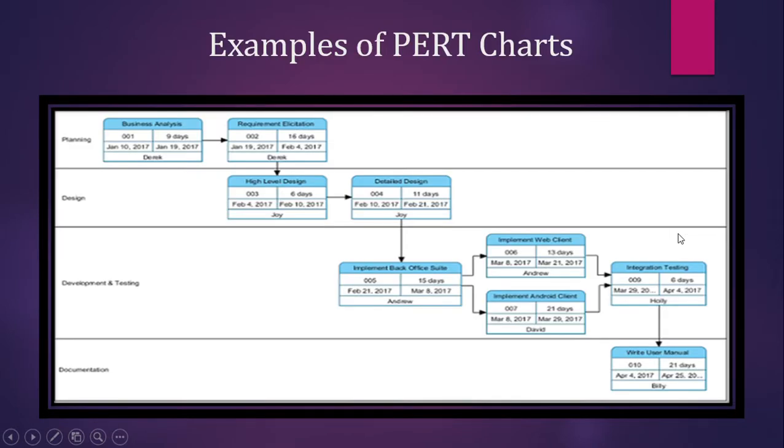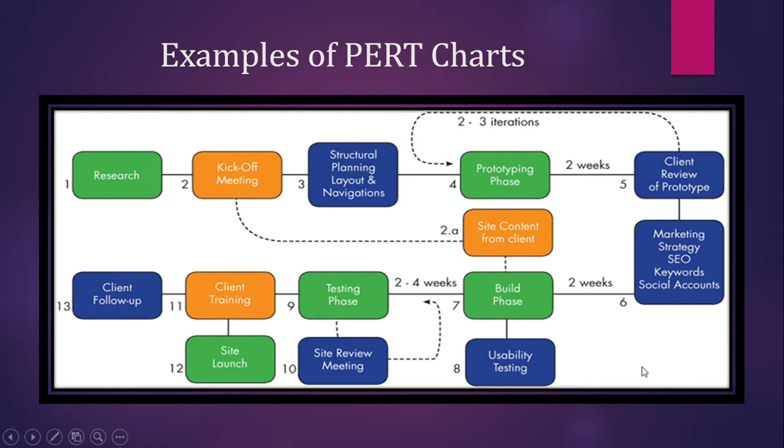This is an example of a PERT chart. This is the planning phase, the design, the development and testing flow, and then this is the documentation. This is another example.